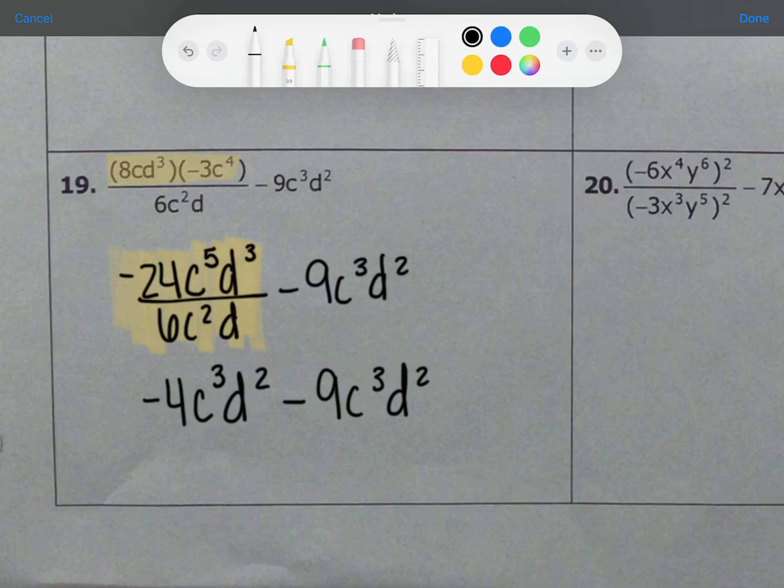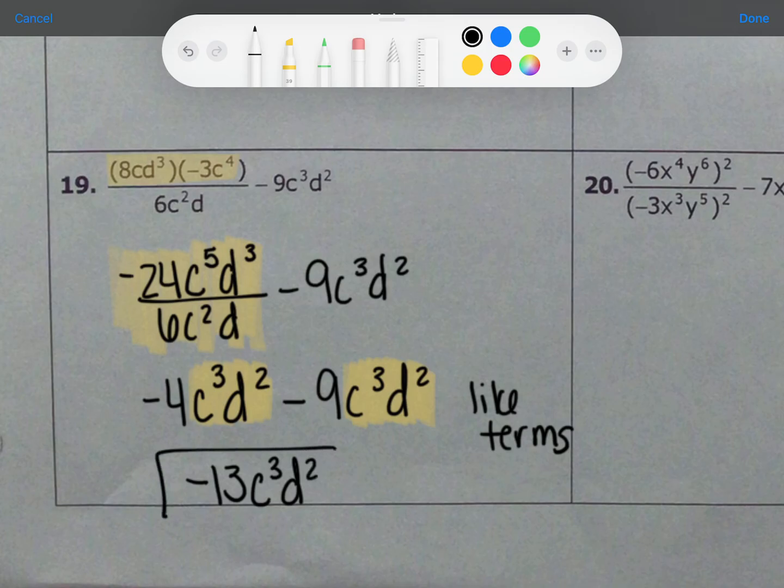All right, then if you notice, both terms have the same variable and exponents. Those are called like terms. And we can put our like terms together. Do we add exponents when we're putting like terms together? The answer there is no. So what is -4 and a -9 combined to give me? -13. Do not add your exponents when you're adding like terms. The only time you add exponents is if you're multiplying.